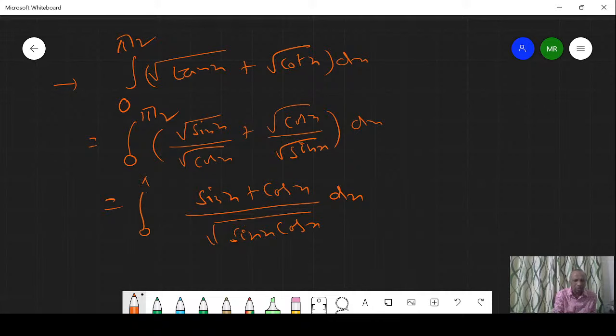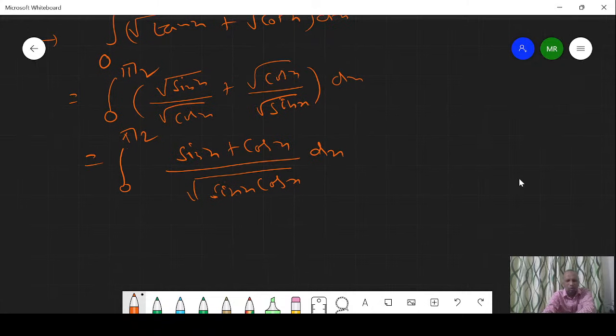Sometimes they may give 0 to pi by 4, or without limits also. The process will be the same. Now we have to simplify this problem. What will I do now? Here we have sin x plus cos x in the numerator. I can consider sin x minus cos x is equal to t.